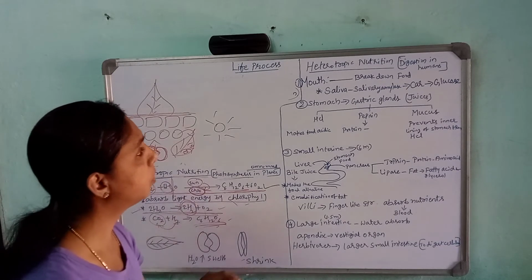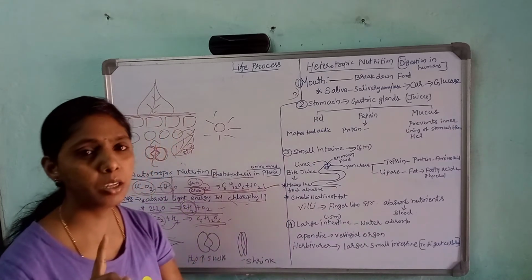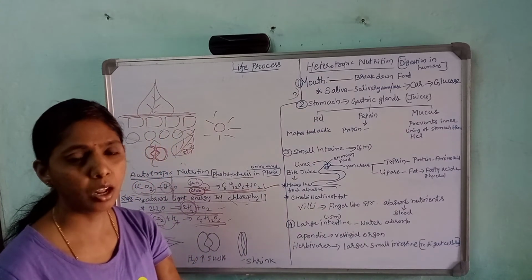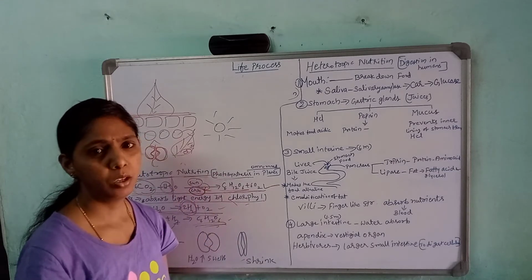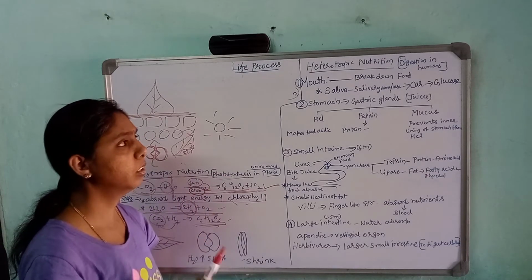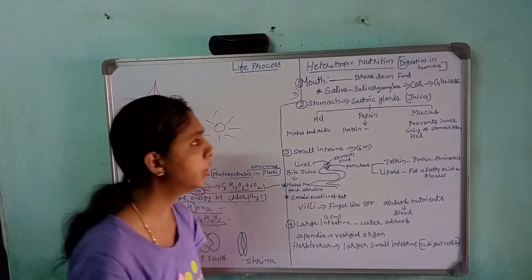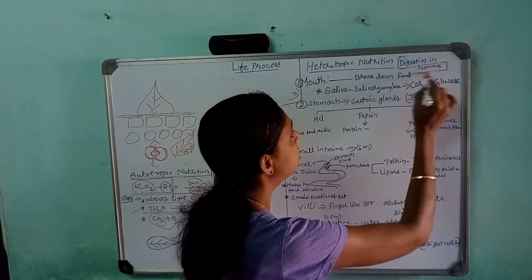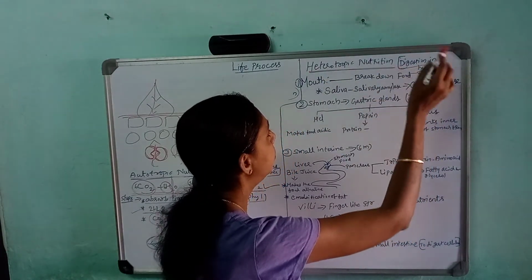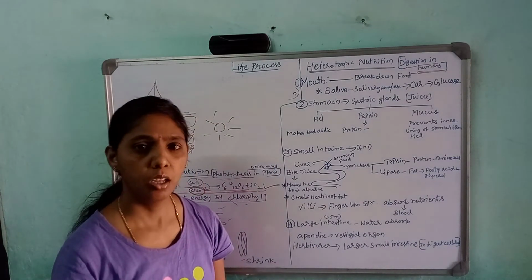Now let us pass on to heterotrophic nutrition. Till now we have understood about autotrophic nutrition, and in heterotrophic nutrition you come across three types. So here they have started with the digestion in human beings. So that is about nutrition, heterotrophic nutrition. So here, digestion in human beings.